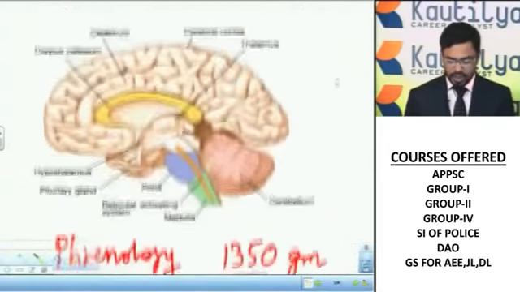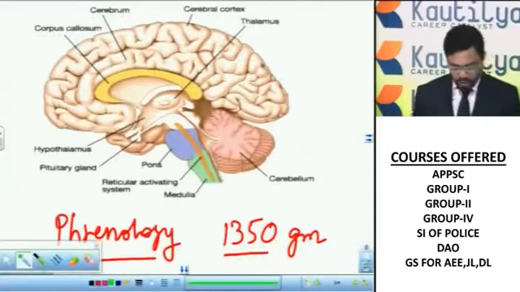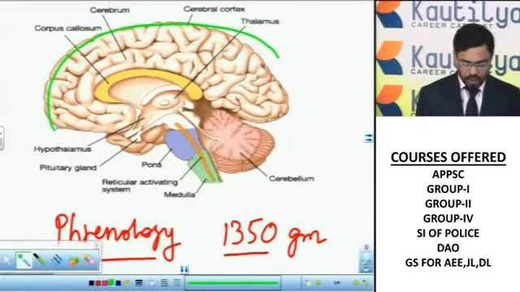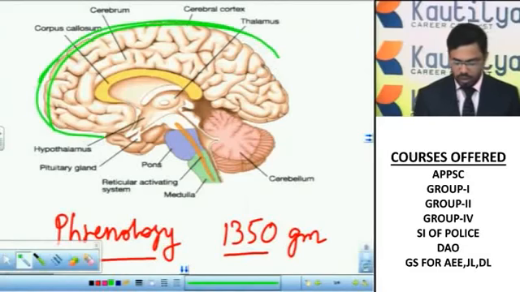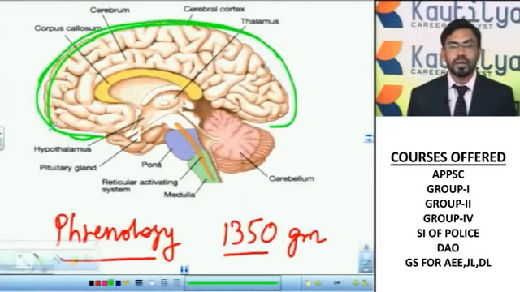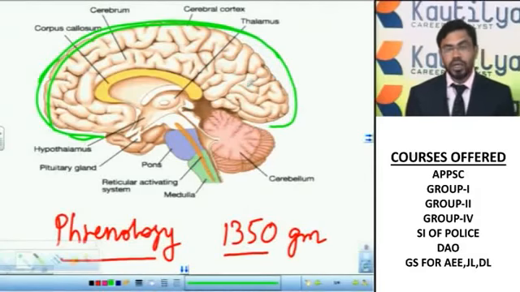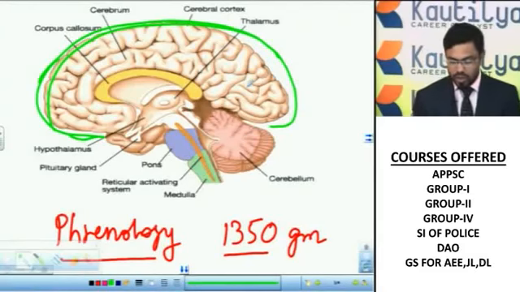So let us see the structure of this brain. This is the structure of a brain. The anterior part of the brain is called cerebrum. The cerebrum is the largest part of the brain. The cerebrum, or the brain, is surrounded by meninges, which are dura mater, pia mater, and arachnoid membrane. A small septum divides the cerebrum into two equal halves. These are called cerebral cortex.